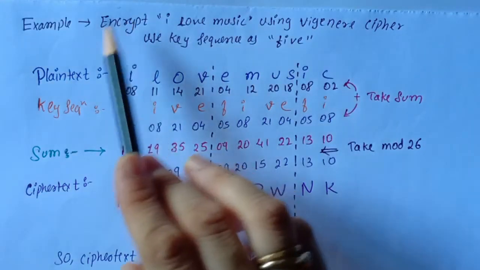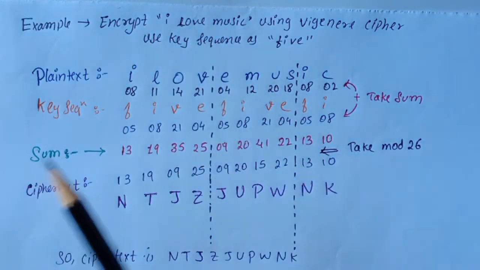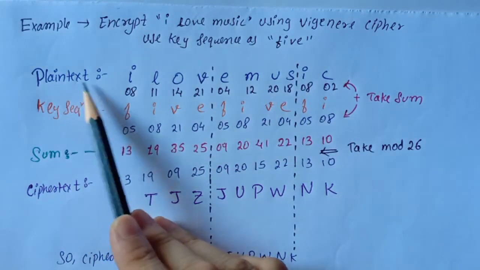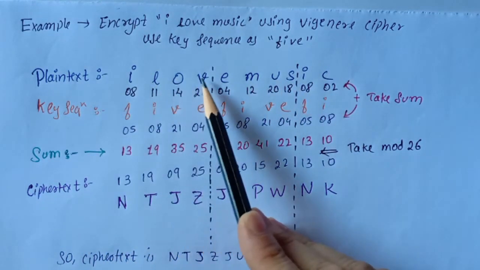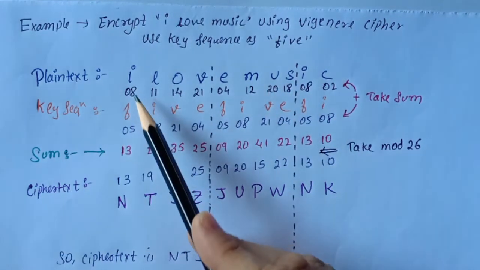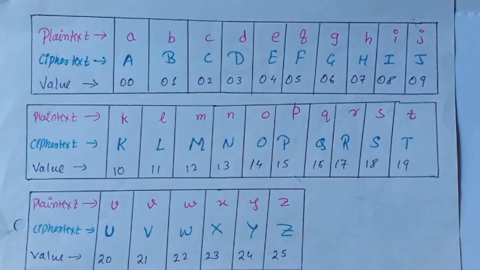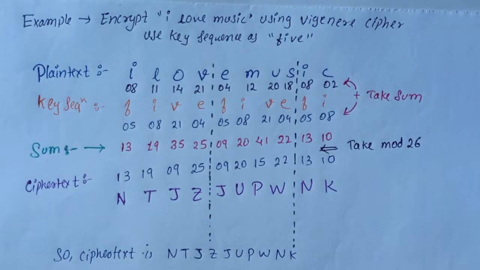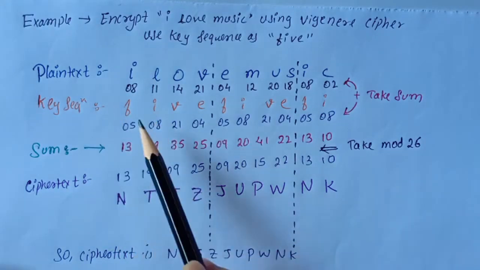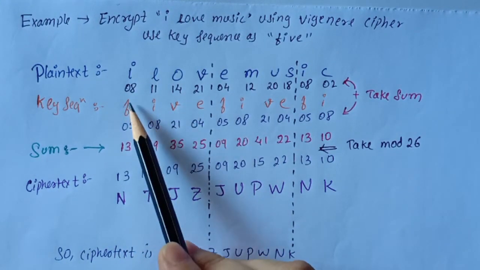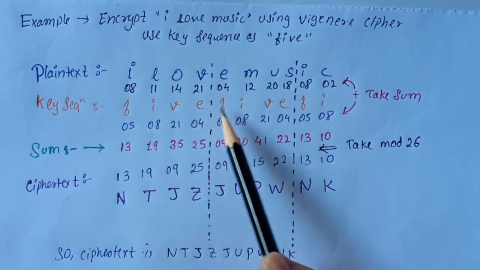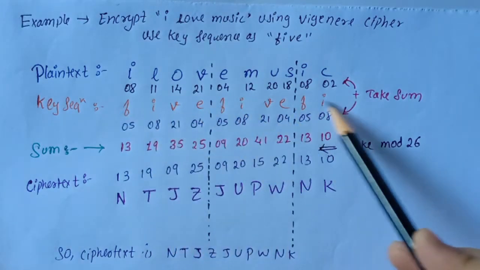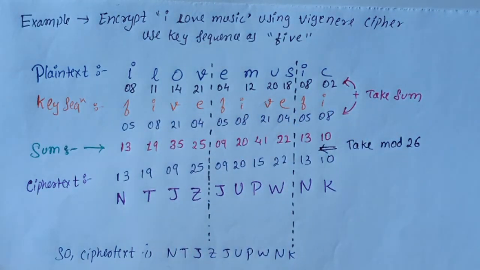So here we have the plain text for encryption, that is I love music, and our key sequence is given as 5. So first we will arrange the plain text I love music. We will convert them to values using this table. Then we have a key sequence, that is FIVE, and we will repeat this key sequence again, FIVE, until we cover all the plain text. We will convert the key sequence into values using the same table.